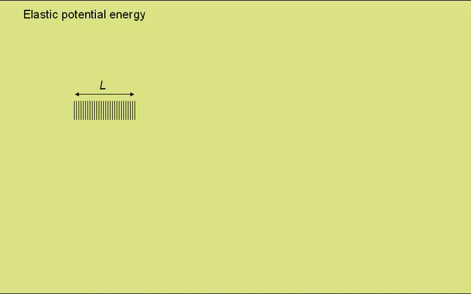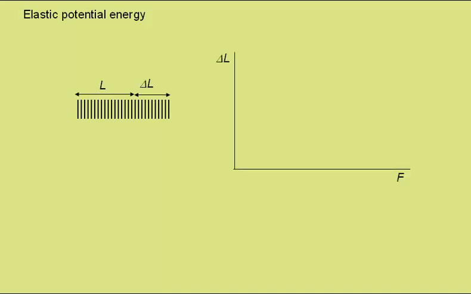Moving on to elastic potential energy, the energy stored in a stretched spring. Here we have a spring of length L, and if we stretch it and give it an extension delta L, we could plot a graph of the extension delta L against F, and as the force increased, so would the extension, giving a straight line through the origin.